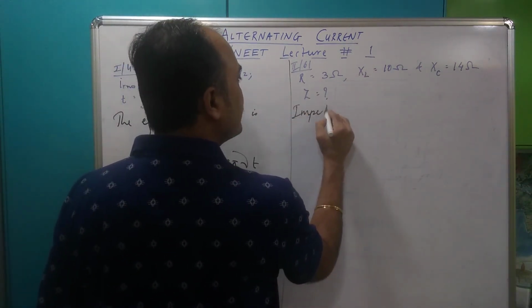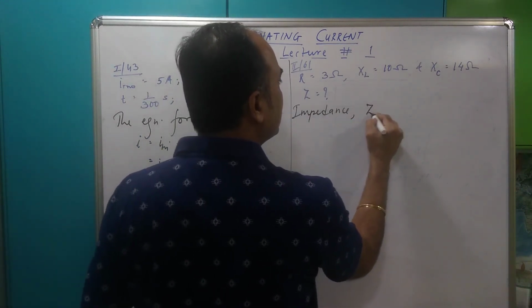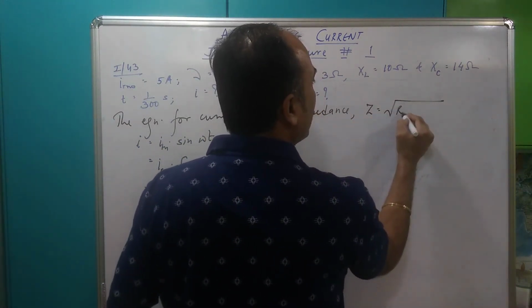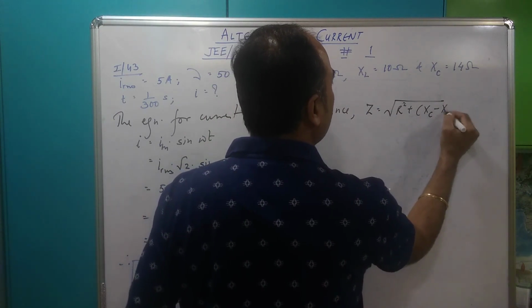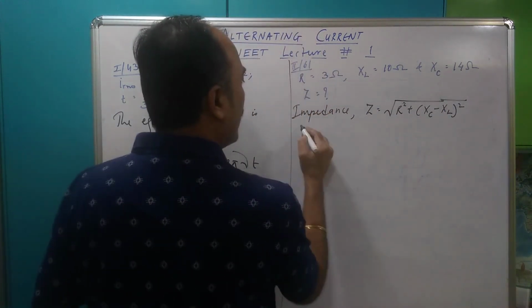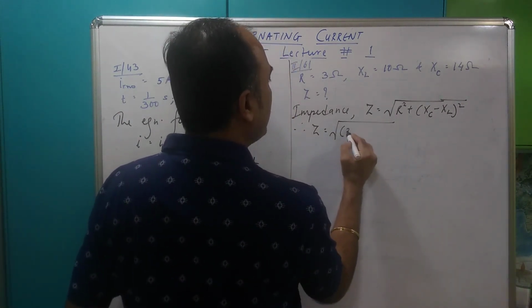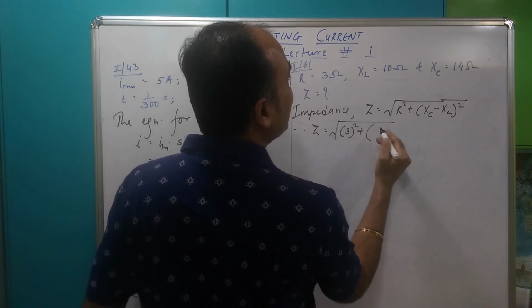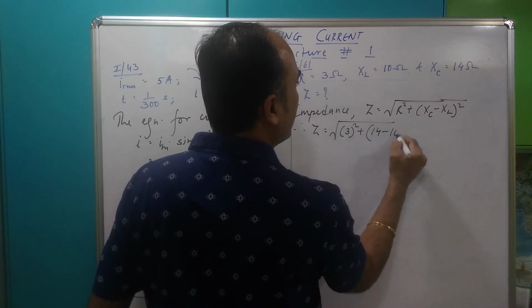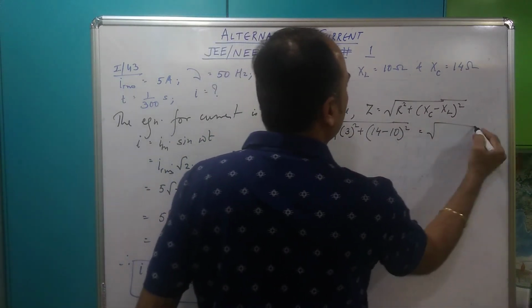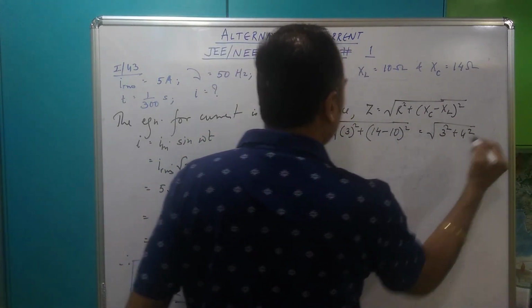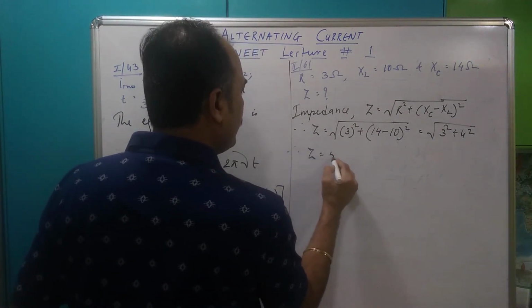Impedance. Z is root of R square plus XC minus XL the whole square. So Z is root of R, which is 3, square plus XC 14 minus XL 10, the whole square. Oh, child's play. I think Z is 5 ohm.